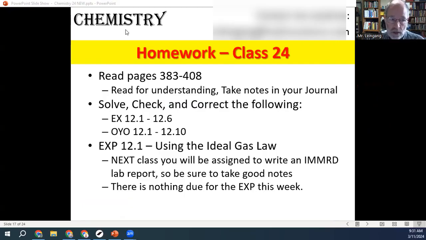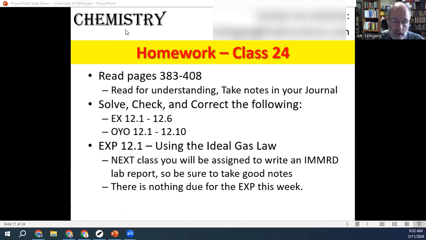When you're done with that, get started on this week's work, which is module 12. Module 12 is all about gases. And as you do always, when you come to a new module, you're going to read it, take notes. You come to a problem, you want to solve it. Once you've solved it, you want to check your answer. If you got it wrong, you want to correct your work. Don't just change your answer, correct your work.